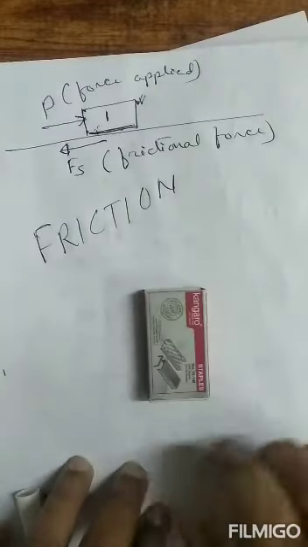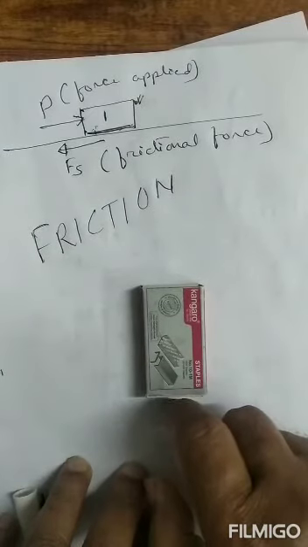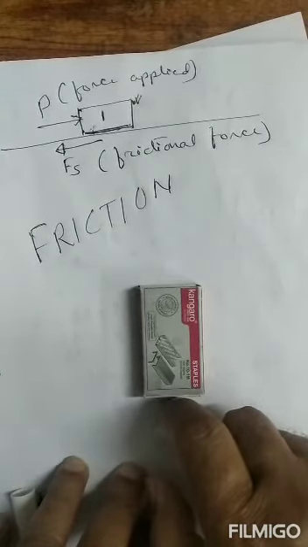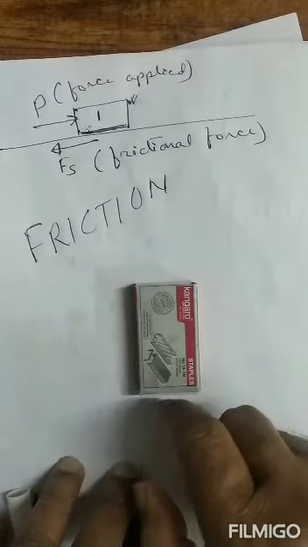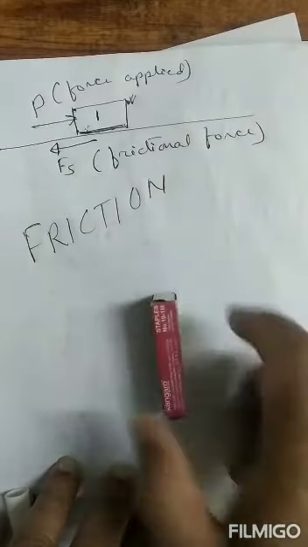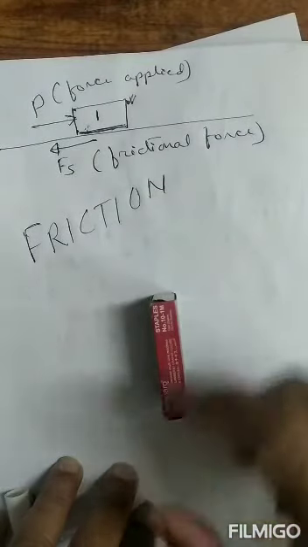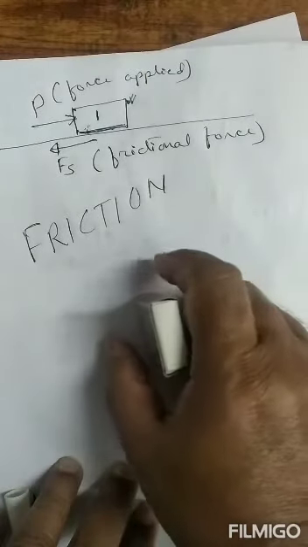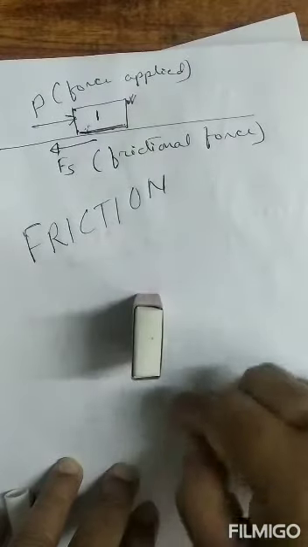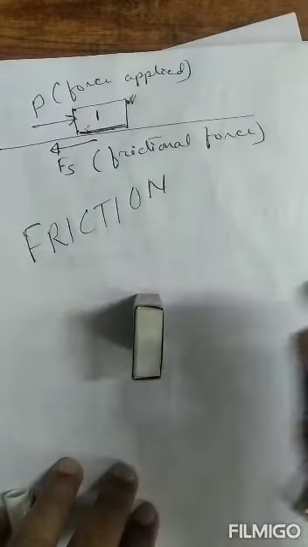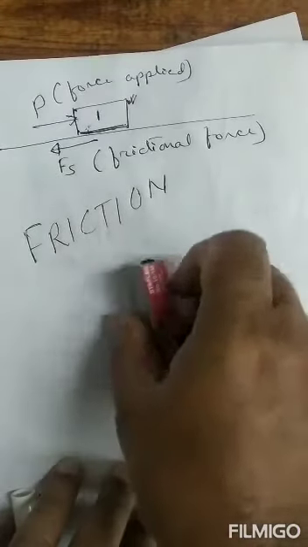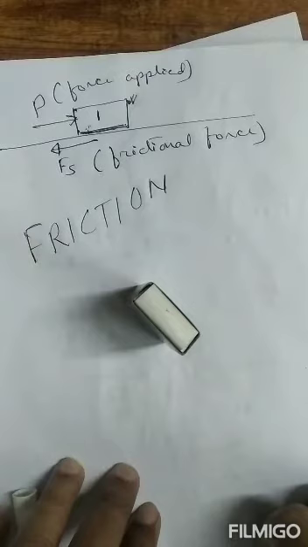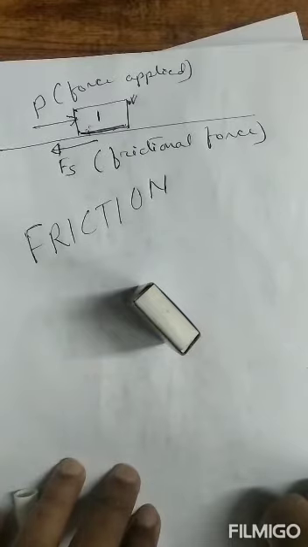Now, I want to apply a force on the body. I want to apply a minimum force on the body when the body is in this position, and again in this position, and again in this position. So if I apply minimum force to produce motion on the body at this position, at this position, and at this position, it is found experimentally that in all the three cases, the same minimum force is needed.